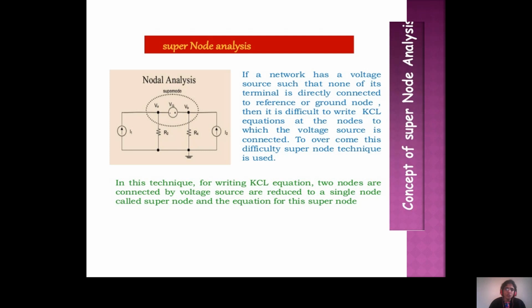If you observe this, there is only one voltage source connected between the two nodes. That type of network is called supernode analysis. When only a voltage source is connected between two nodes, and there is no resistor in between, it is called a supernode. So at the time of a supernode, how do we calculate?